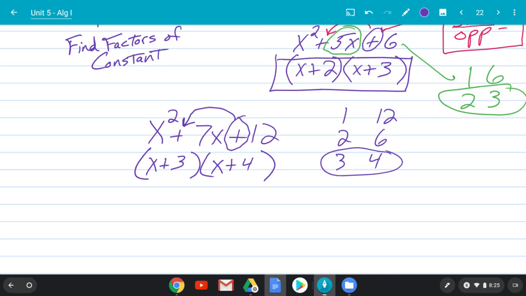So let's say I have this x plus 3 times x plus 4. And that's some function, because that's what we're dealing with right now, right? Who can tell me what my solutions are? Who can tell me what solutions are?